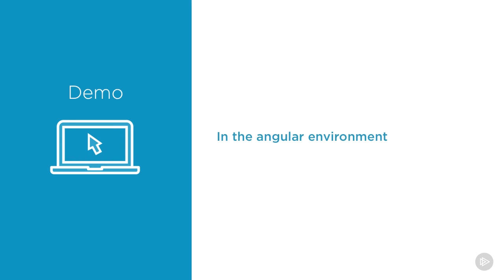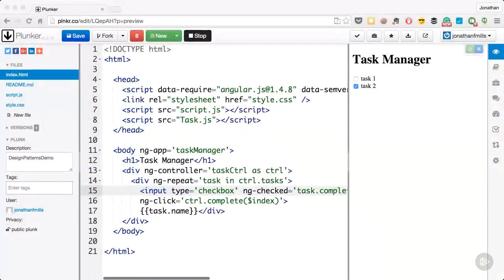Now let's take a look at this in the Angular environment and see how we would use this same task object and the constructor pattern over on the Angular side. I have a very simple Plunker task management application built already out on Plunker, and if you go to the URL, you'll be able to see the same Plunk that I'm using in your browser.